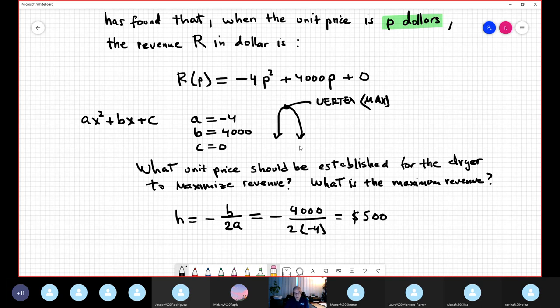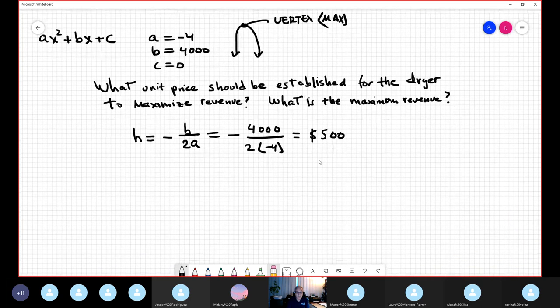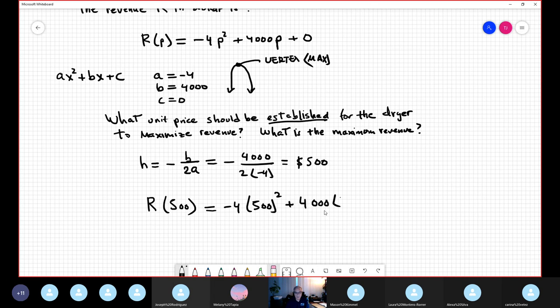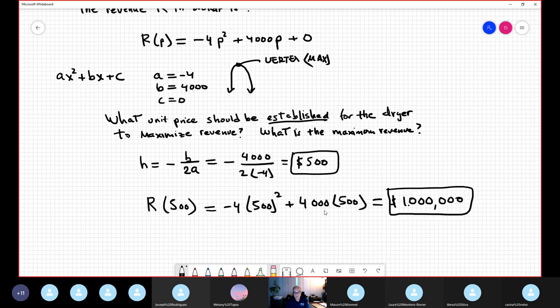But I want to investigate how many dollars you get in revenue when you fix that price. Let's do it. You plug it into the revenue formula: revenue at $500 is negative 4 times 500 squared plus 4,000 multiplied by 500. When you compute that by calculator, you have a million. So the maximum revenue is one million, and 500 is the unit price. Do you understand or no?